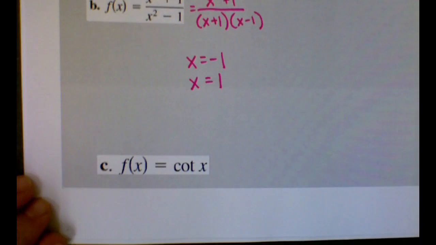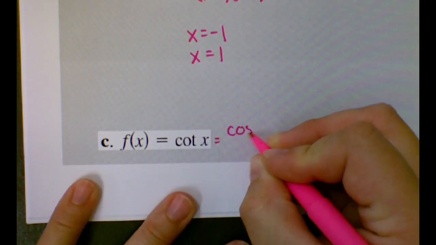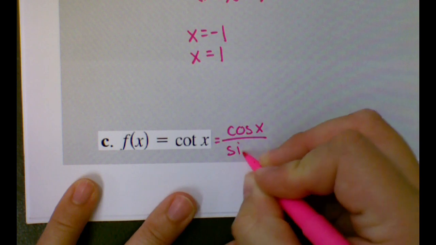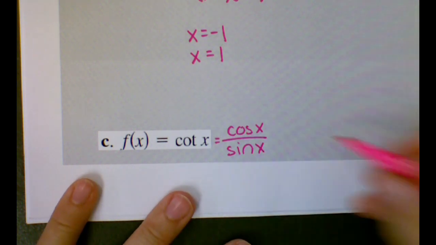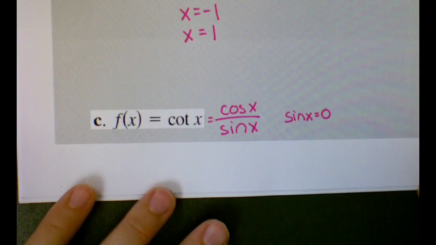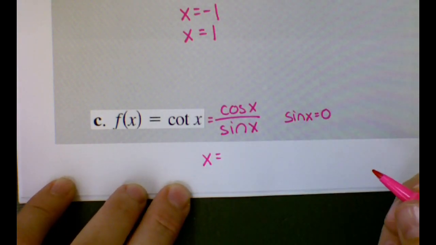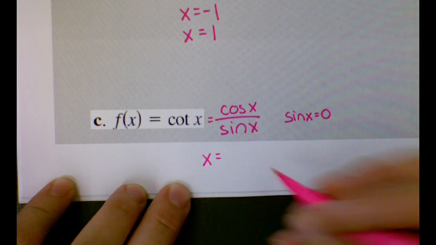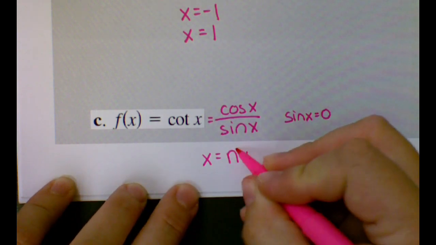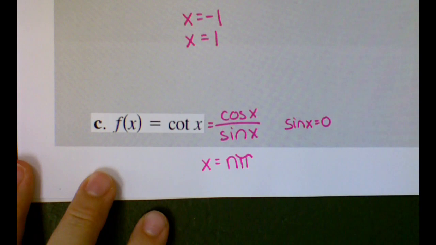And for letter C here, cotangent of x. Remember that cotangent is cosine over sine. So we'll have asymptotes anytime the sine of x is equal to 0. Well, sine of x equals 0 at 0 and pi, 2 pi, 3 pi, 4 pi, 5 pi, all the whole values of pi. So we'll just say x equals n pi are my asymptotes.